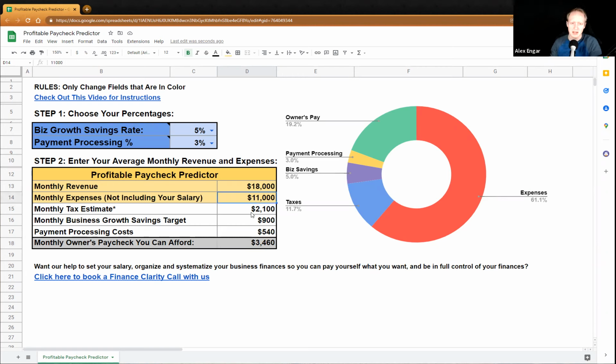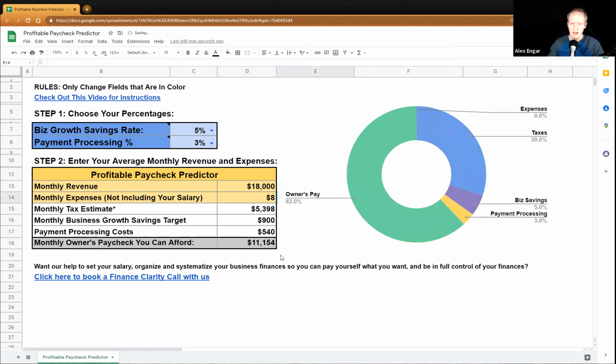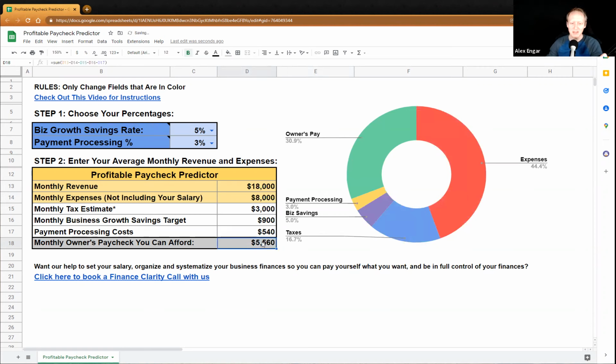And I want you to just see the magic of this real quick. If I go from 11,000 to, say, 8,000, and let's not do that, we have a direct impact on the paycheck that you can afford. So as a principle here, it's really important that you understand every dollar that's going out of your business is equal to a dollar going out of your personal paycheck. Let that sink in for just a minute.